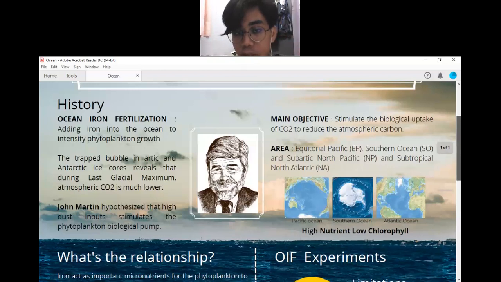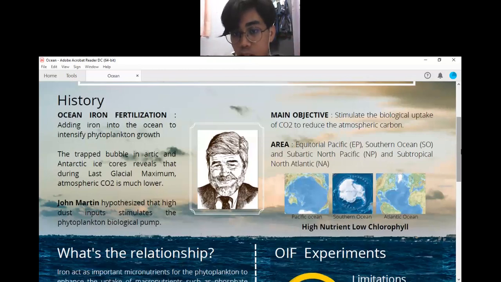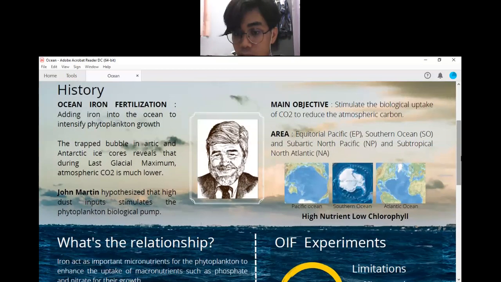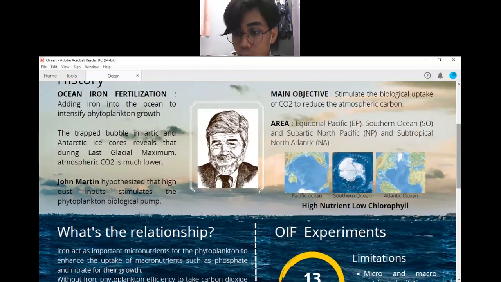The areas that have been chosen by the scientists are the Equatorial Pacific Ocean, Southern Ocean, North Pacific Ocean, and Subtropical North Atlantic Ocean. These areas are chosen because they are high nutrient and low chlorophyll areas.